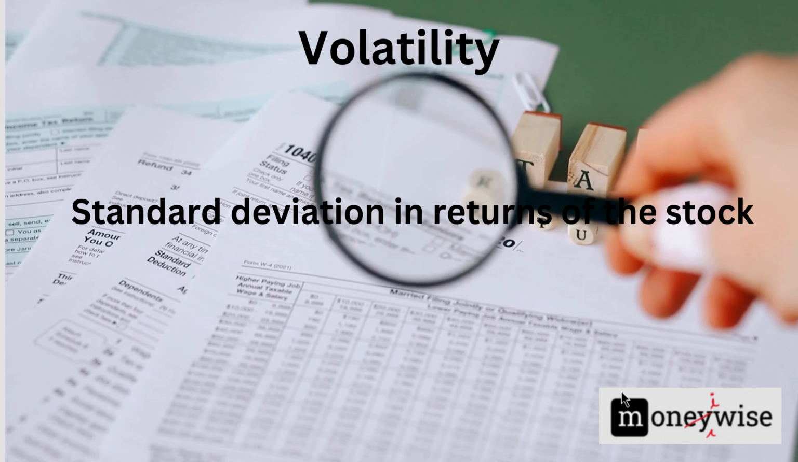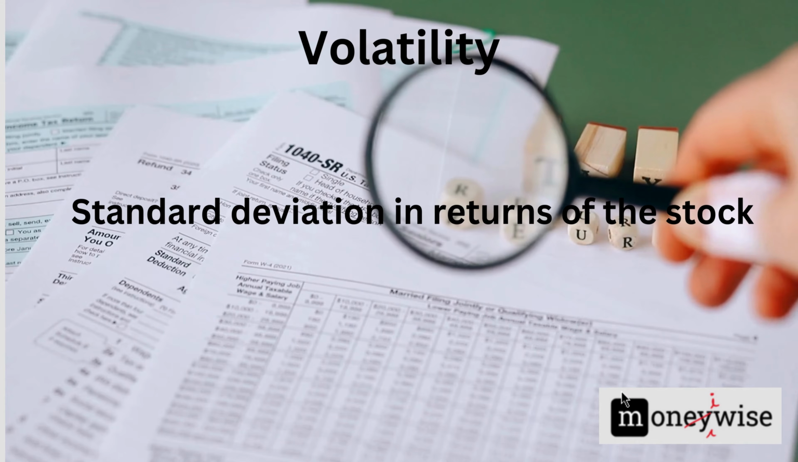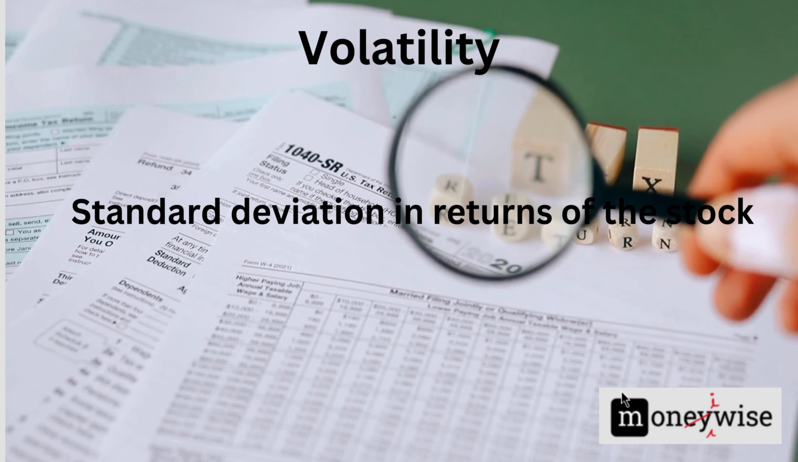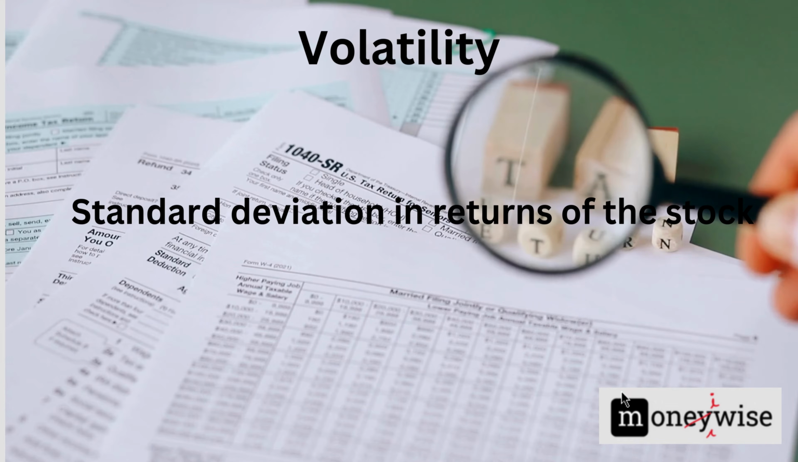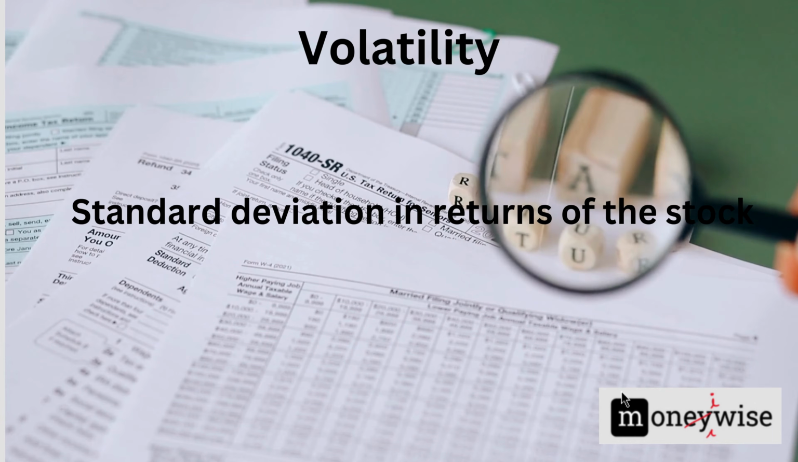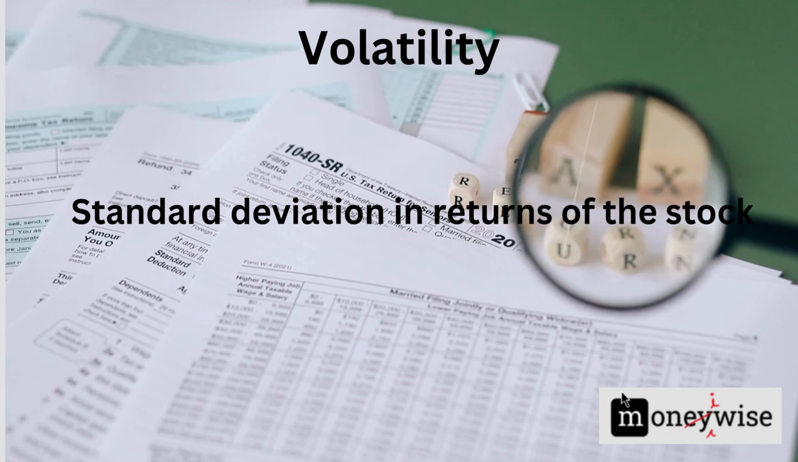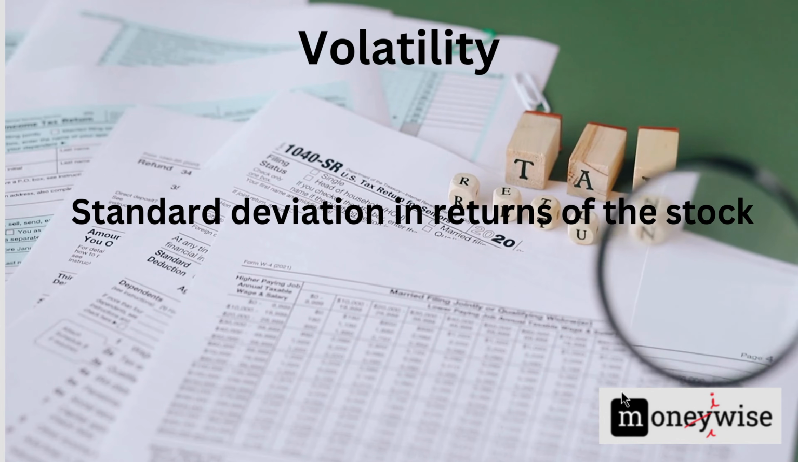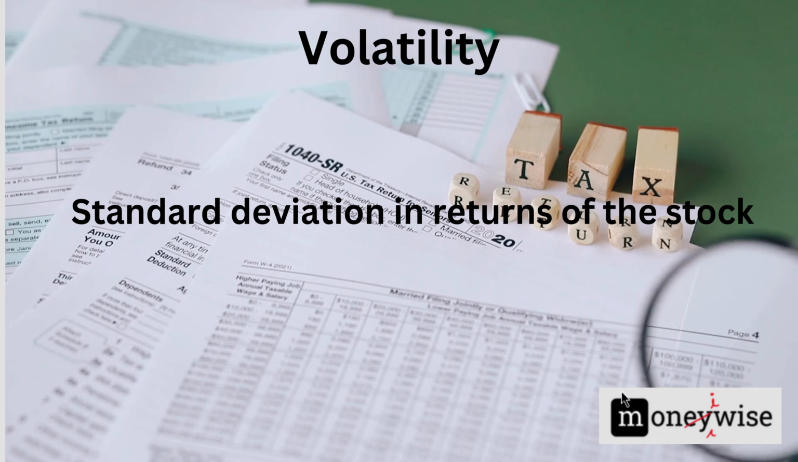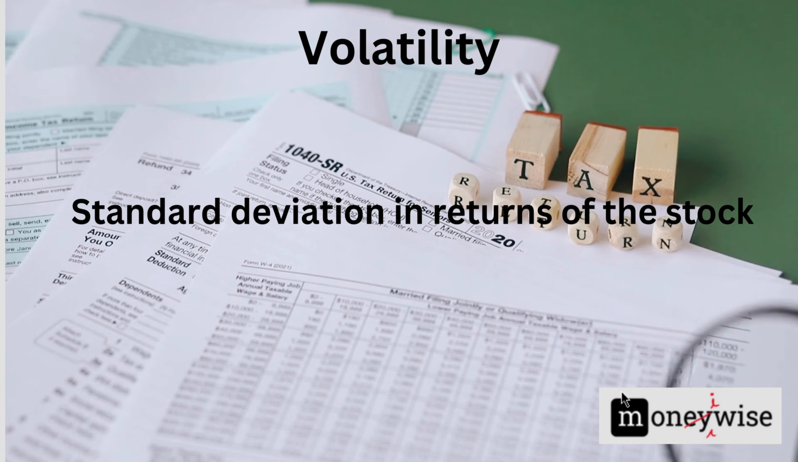Volatility refers to the standard deviation in the returns of the stock. If you're new to the concept of standard deviation, just understand that low volatility means lesser fluctuation in stock prices and that their returns are more stable. This is a factor which is generally used along with other factors like alpha or quality in creating an index.